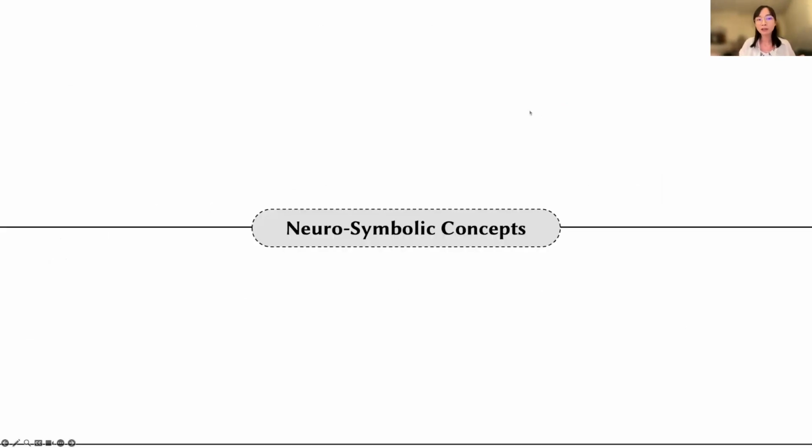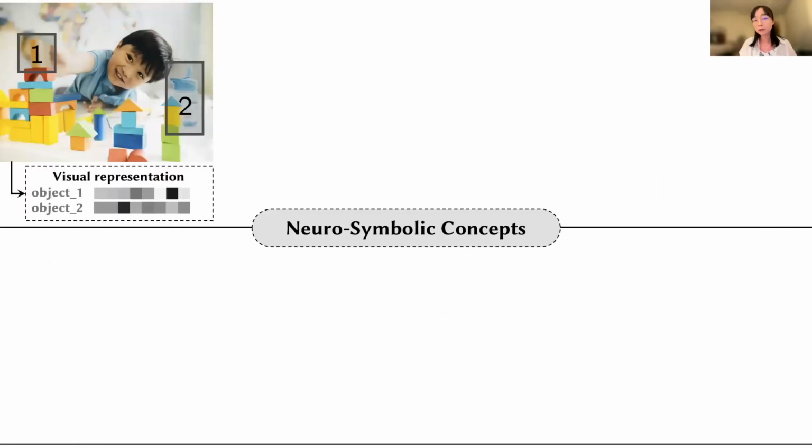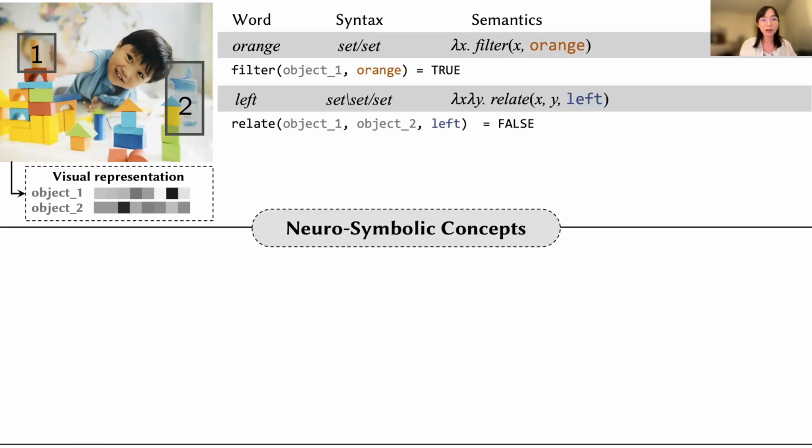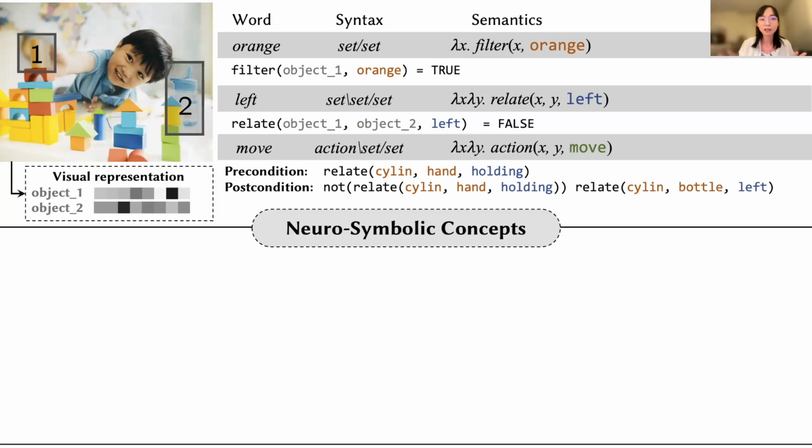Before we talk about the actual method, we want to first talk about what we should learn and how we should combine them together. Let's first draw some inspiration from human perception and reasoning. If you look at this image, as humans, you can instantaneously recognize concepts in it. For example, we understand that there are objects and object properties associated with them. For example, the first object is orange and the second object is not. We also understand relational concepts, such as object A is left of object B. And furthermore, we have action concepts that describe what the agent can do to change object states and their relationships.